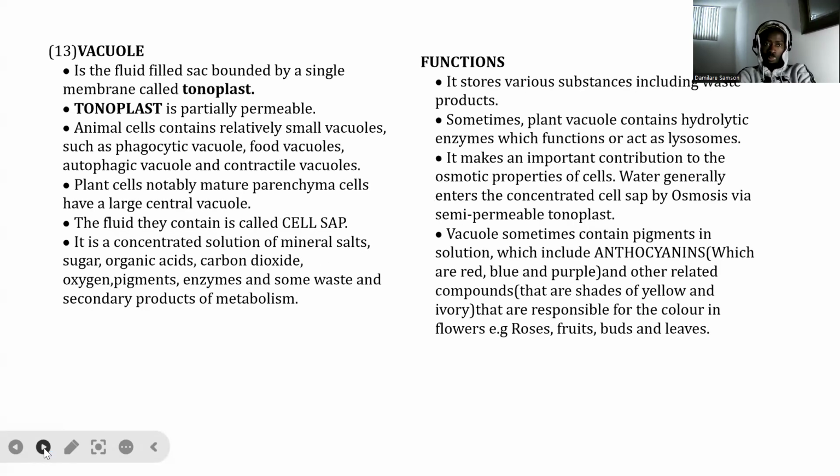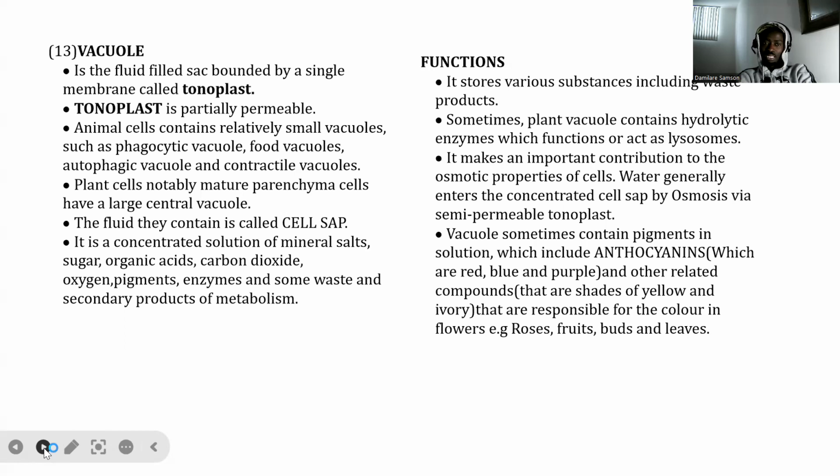Number 13, the vacuole. As we earlier said, the vacuole actually takes a lot of space in plants, but in animals we have small vacuoles compared to what we have in plants. It's a fluid-filled sac bounded by a single membrane, the tonoplast. The tonoplast is partially permeable. Animal cells contain relatively small vacuoles, such as the phagocytic vacuole, the food vacuole, the contractile vacuole, the autophagic vacuole.